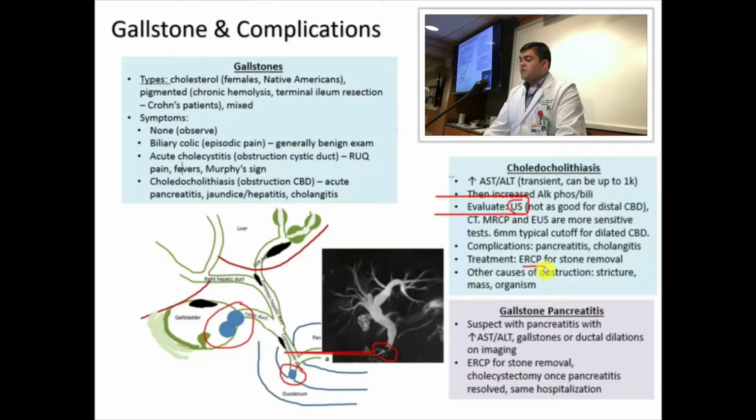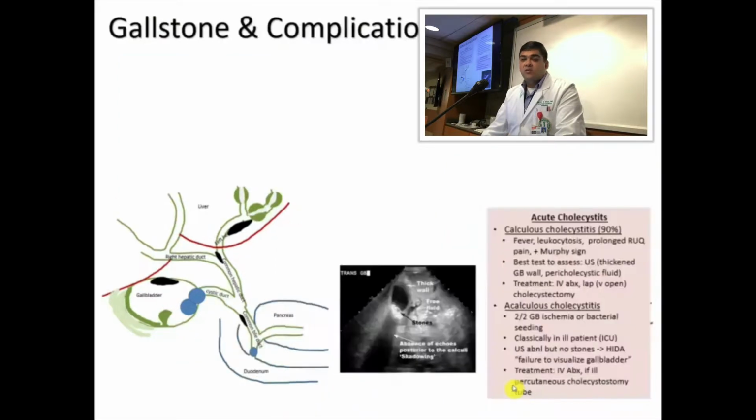Specifically for gallstone pancreatitis, when you have an elevated lipase and amylase, with also an increase in AST and ALT, and then you see some gallstones, or some ductal dilation, what you're definitely going to have to do is an ERCP for the stone removal. And actually, it's recommended that they get a cholecystectomy to prevent this again in the future, once your pancreatitis has resolved. Even within the same hospitalization, within 7 days, it's shown to be pretty safe for getting the cholecystectomy once the pancreatitis has started to improve.